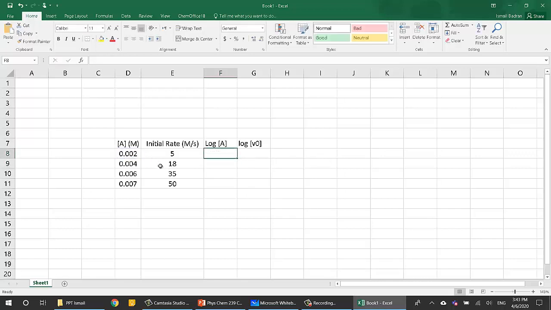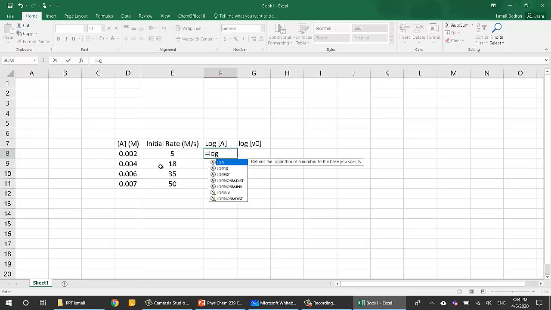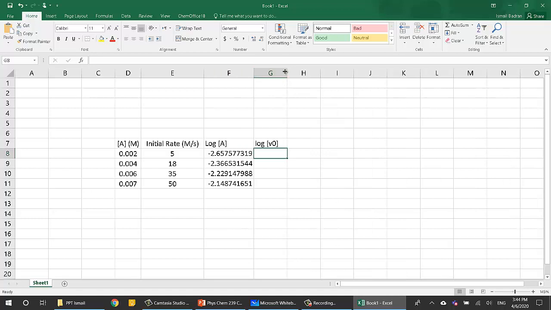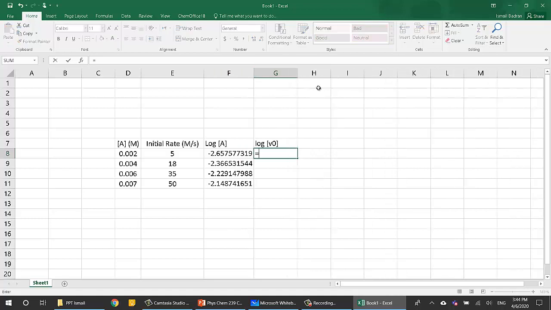You're going to do this again for people who missed that point. So this is equal on the keyboard again, and you start typing log. You can just double click here and choose this value and click enter on the keyboard, and then you can just drag this down, as you know, to the other values. That's log A. I'm going to do the same thing for log V naught. So this is equal again, log this number, enter, and drag this down.